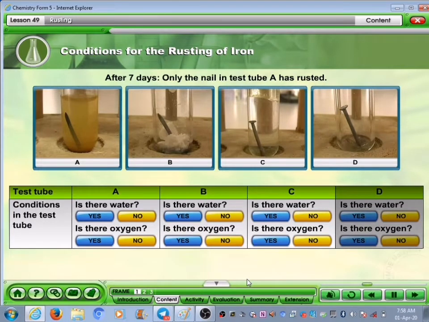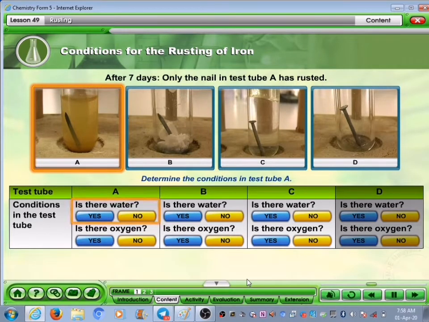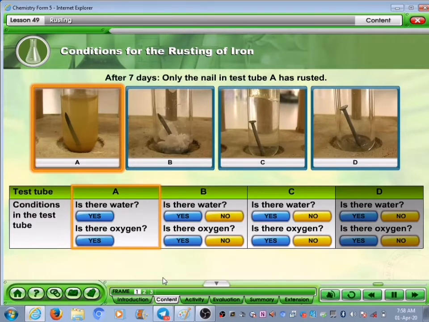Let's first look at test tube A. Click on the correct answer. Is there water in the test tube? Well done! Is there oxygen in the test tube? Well done! There are both water and oxygen in test tube A.